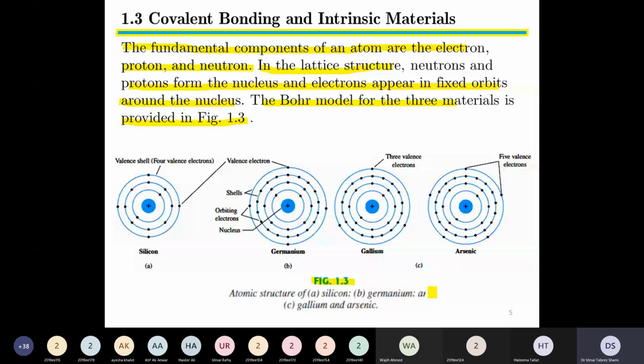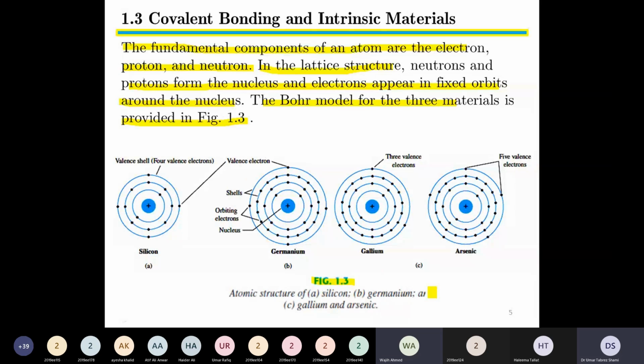Figure number 1.3, part A, shows the atom of the silicon element. Figure B shows the atom of the germanium element, and figure C shows the atomic level compound structure of gallium arsenide. Now, if we look at part A, silicon, we see the normal Bohr's system of the atom.